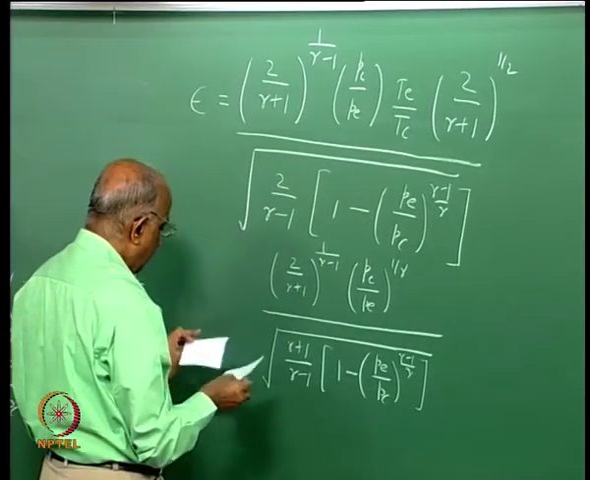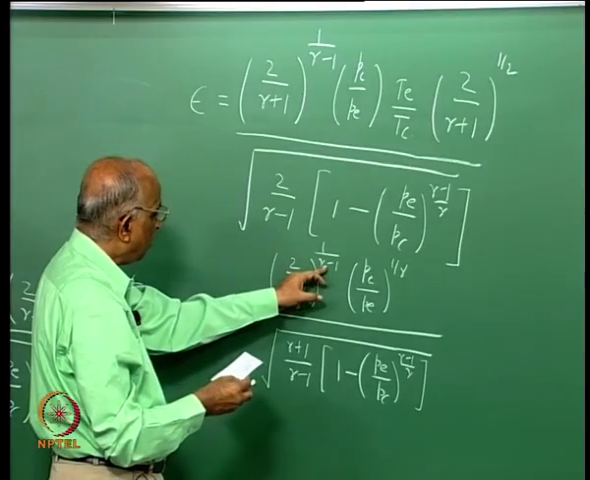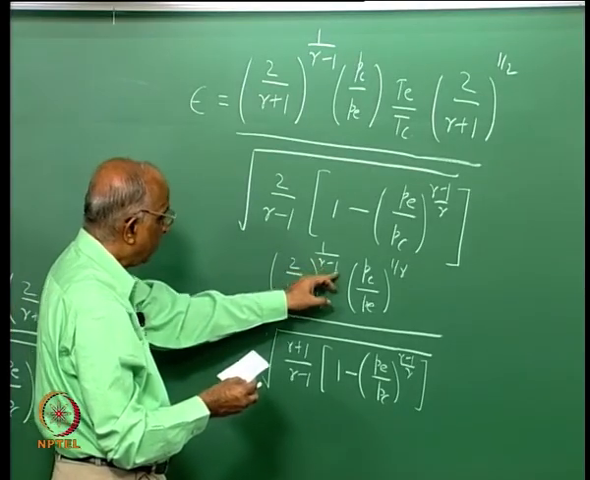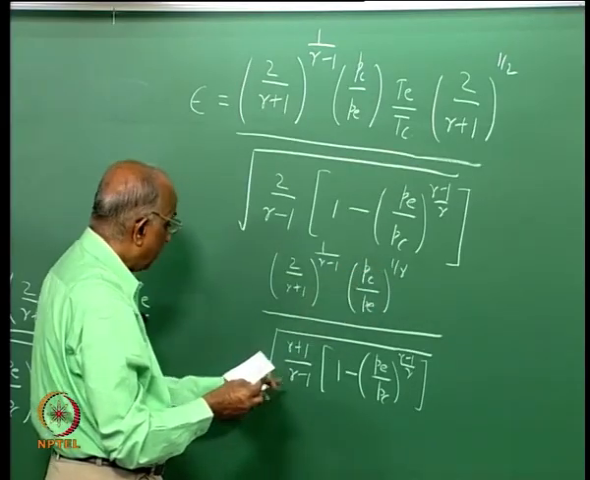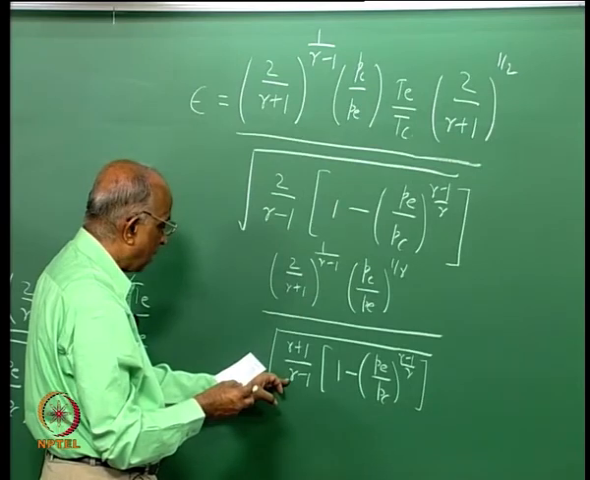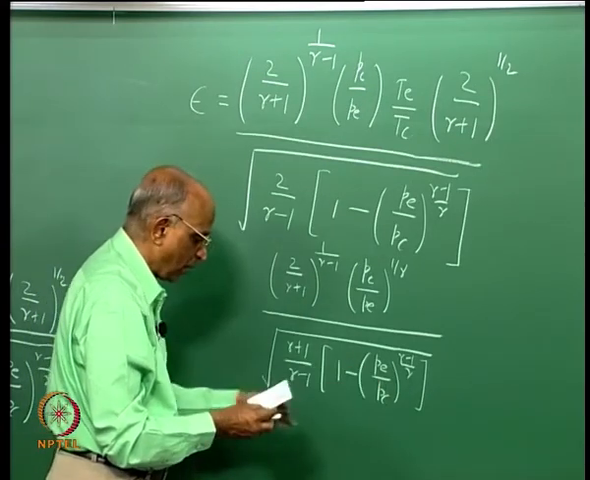And therefore my net expression now becomes 2 over gamma plus 1 to the power 1 over gamma minus 1, Pc by Pe to the power 1 over gamma, divided by gamma plus 1 divided by gamma minus 1 into 1 minus Pe by Pc to the power gamma minus 1 by gamma.